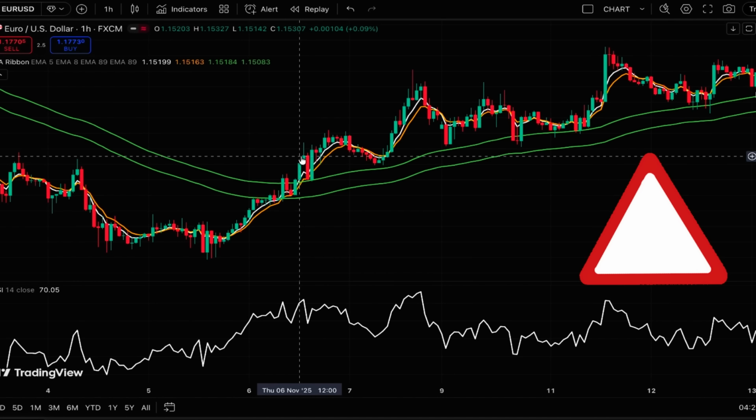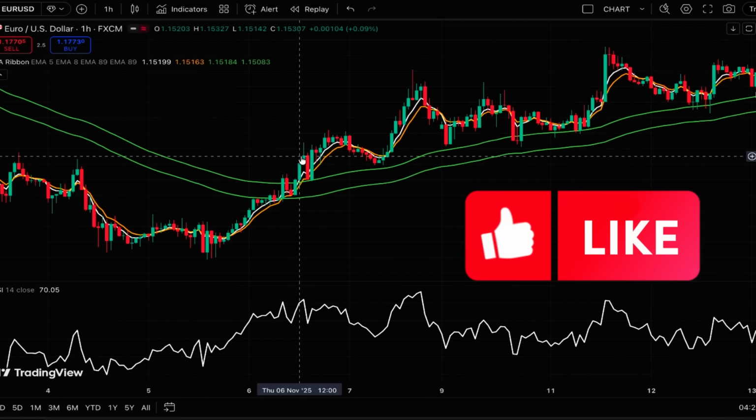But we don't enter a trade just based on this crossing. It is too risky and we can encounter many false signals, and that is why we have other layers of confirmations in this trading strategy.